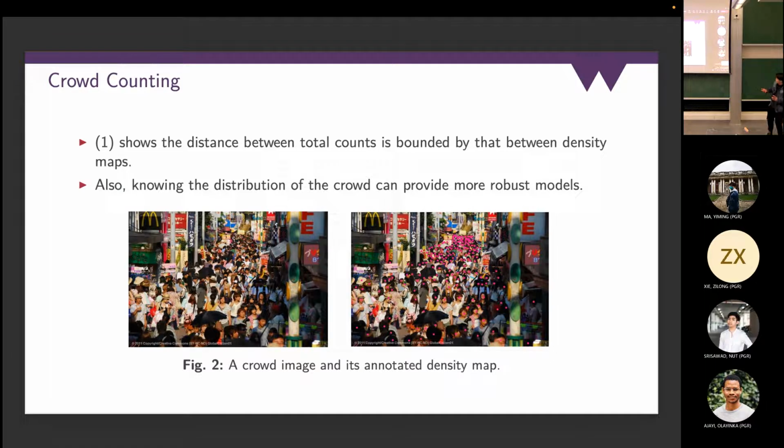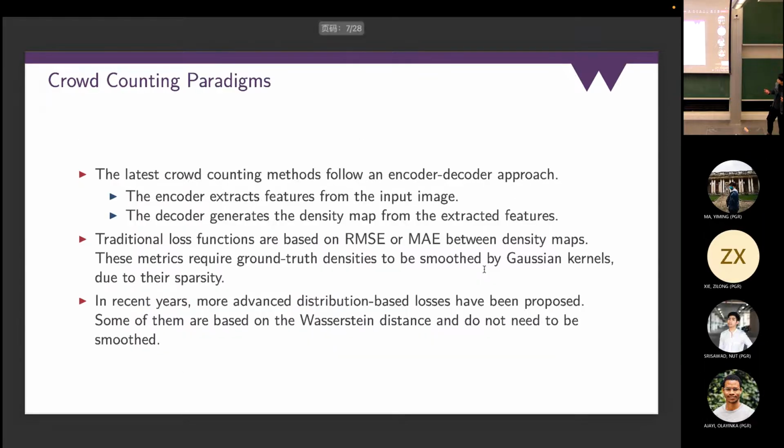But this just brings about another problem. How do we choose the kernel width correctly? Therefore, there have been more advanced loss functions based on statistical distributions that try to avoid this Gaussian smoothing. Some of them are based on the Wasserstein distance. And if I have a chance, I will introduce it in the next talk, maybe.